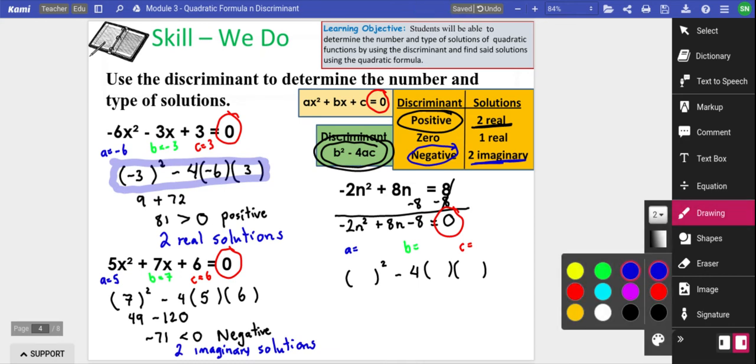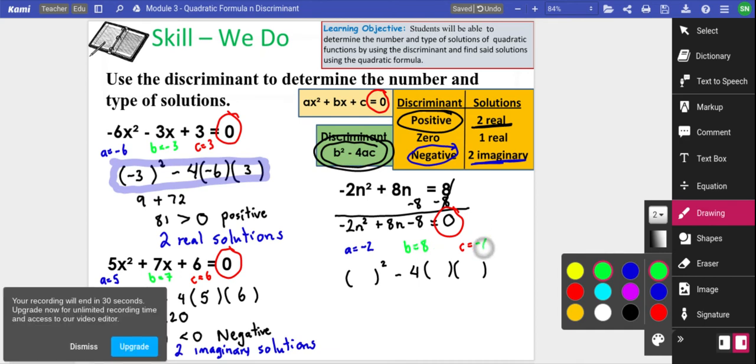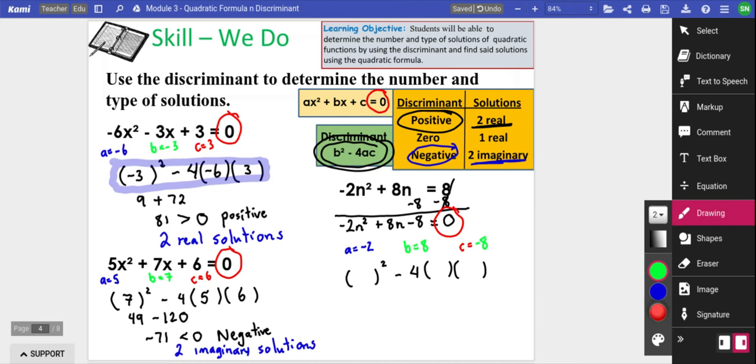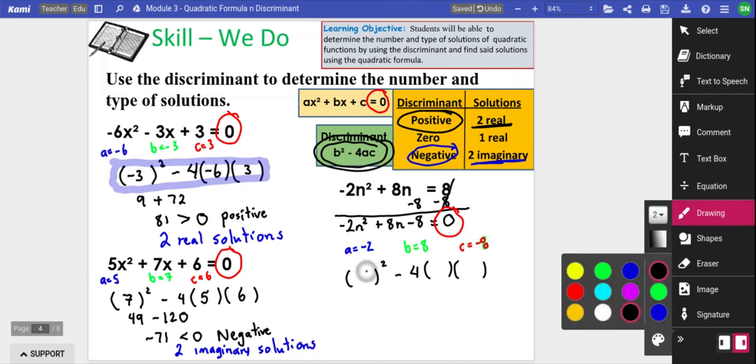So a is -2, b is +8, and c is -8. Plug the numbers in, and we have 8 squared, minus 4 times -2 times -8. This is 64. Multiplying these three numbers gets us -64. This is 0. Anytime we have 0, we have one real solution.